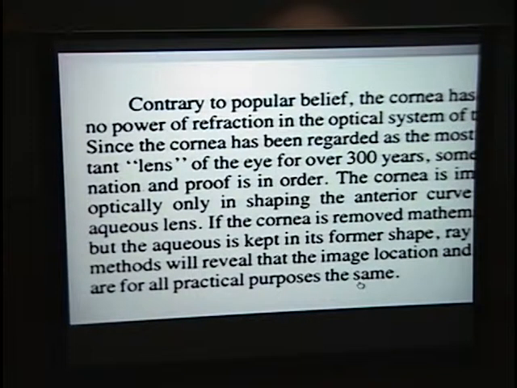Contrary to popular belief, the cornea has almost no power of refraction in the optical system of the eye. Since the cornea has been regarded as the most important lens of the eye for over 300 years, some explanation and proof is in order. The cornea is important optically only in shaping the anterior curve of the aqueous lens. If the cornea is removed mathematically, but the aqueous lens is kept in its former shape, ray tracing methods will reveal that the image location and quality are, for all practical purposes, the same.